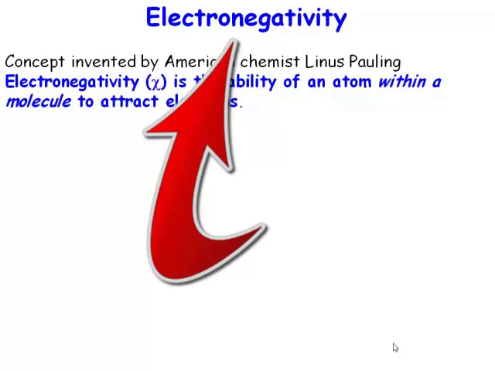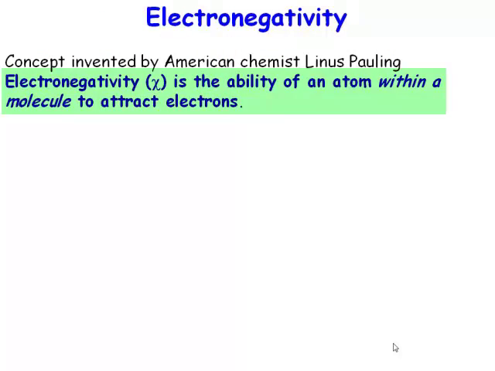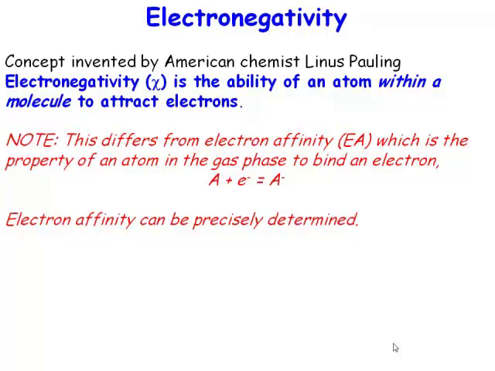Electronegativity is defined by Linus Pauling as the ability of an atom in a molecule to attract the bonding electrons towards itself. Now that's in contrast to a different property which is known as electron affinity. These things are not completely unrelated, but one is the ability of something to attract electrons towards itself in a covalent compound. The other one is a discrete, experimentally measurable quantity.